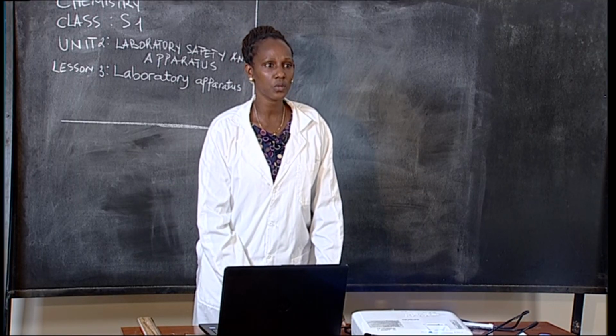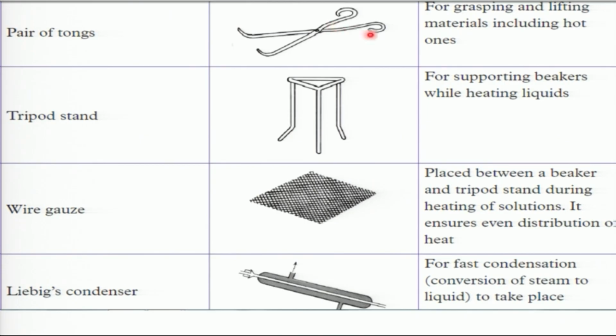We continue with this. This is a pair of tongs. What is the role of the pair of tongs? It is used for grasping and lifting materials, including hot ones. You can mistake it for a scissor. It is used to lift, like, I have a test tube. It is very hot. I want to boil something using a test tube. I insert it here, then I hold it with these tongs, such that it cannot burn me when I'm trying to heat or to boil, all right?